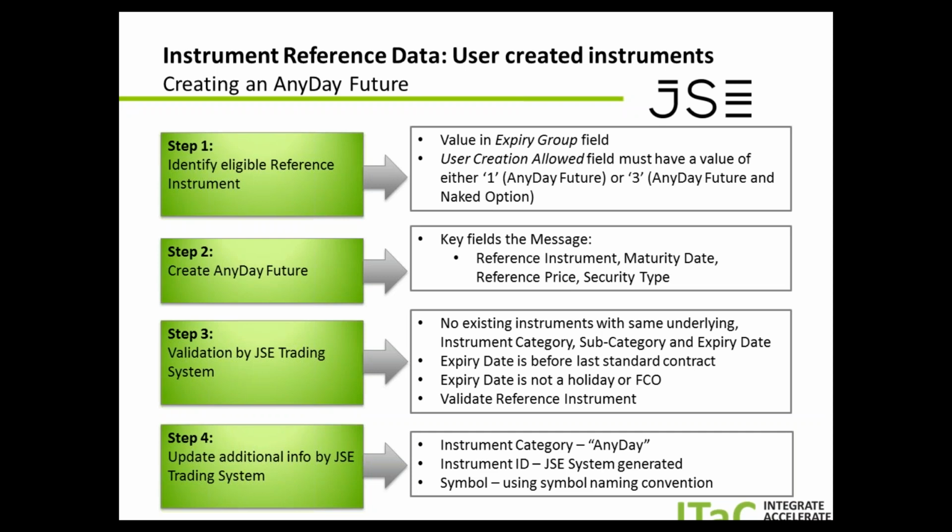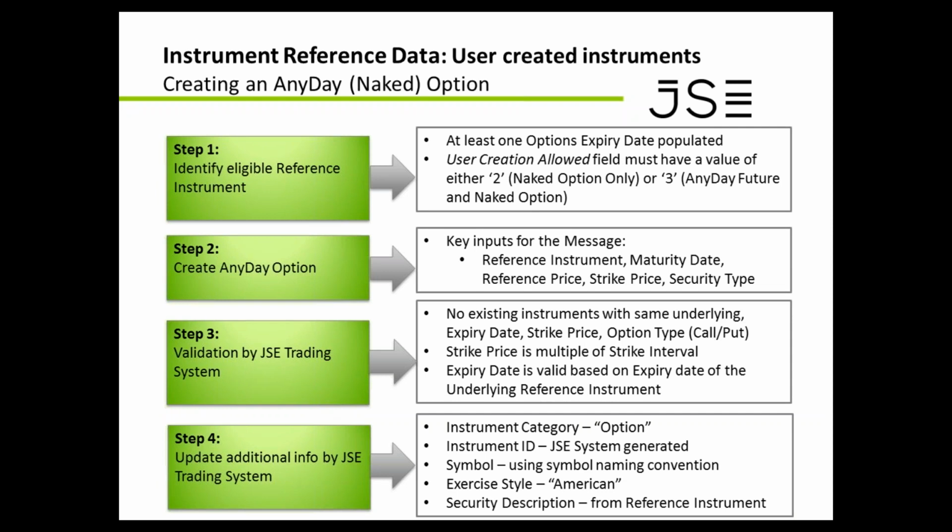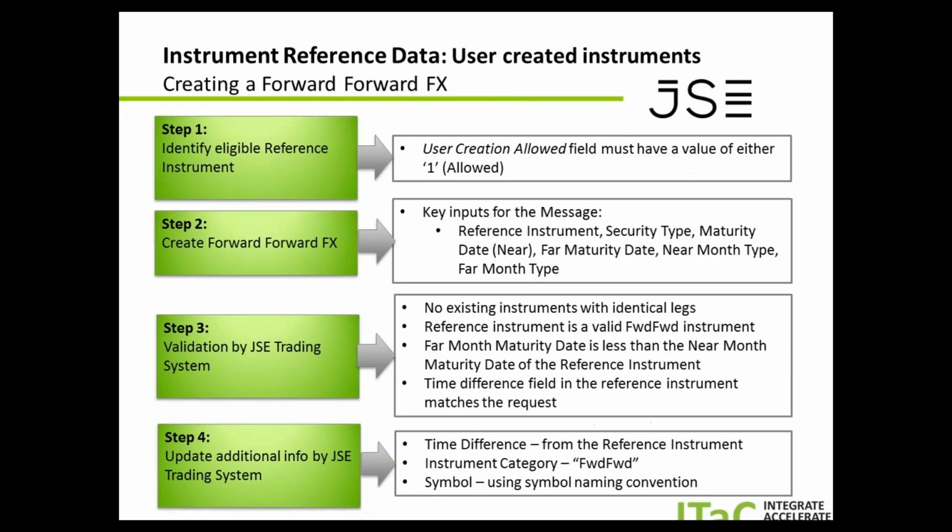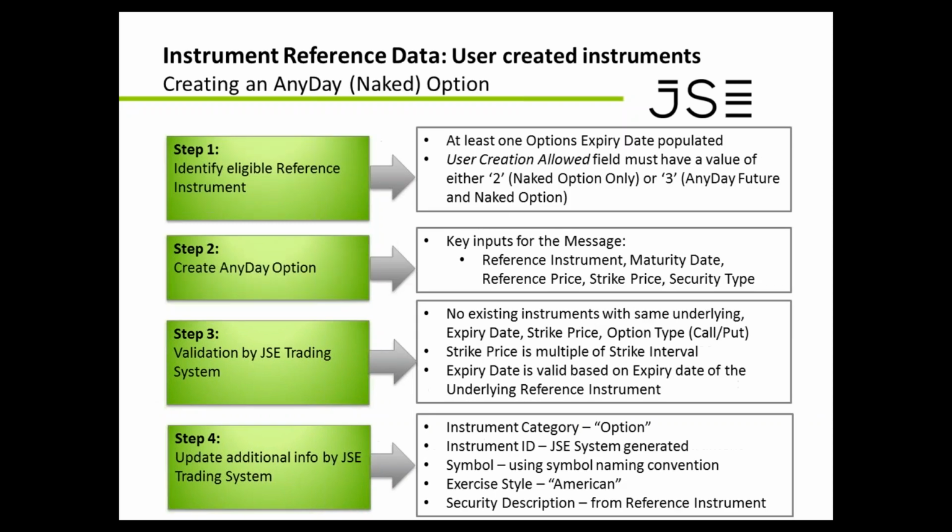What are the steps to creating an any day future? You identify the eligible reference instrument; the expiry group field must be populated. This is all in the CSV file. So I won't go into every single step of these, but these are the steps that you would do. And if I quickly jump through each of those, you'll see the steps remain the same. It is just the indicator within each of those files from a technical perspective that changes for you to say what can be used and what cannot be used.